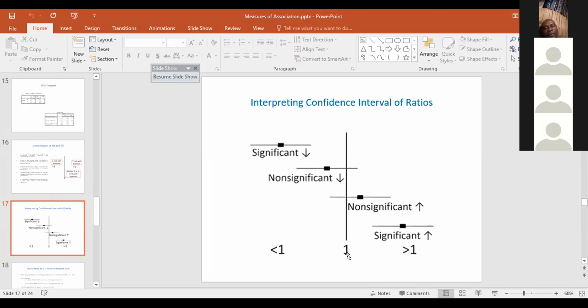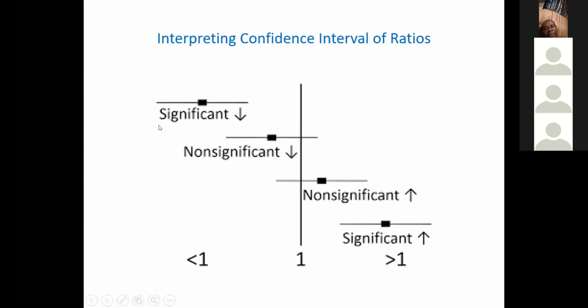Now, if you calculate your confidence interval, 4 things can happen. These are the 4 things depicted on this slide. The first one: you see the confidence interval, the lower and upper values, and the middle is the value you have calculated. In this one, both the lower value, the calculated value, and the upper value are less than 1.